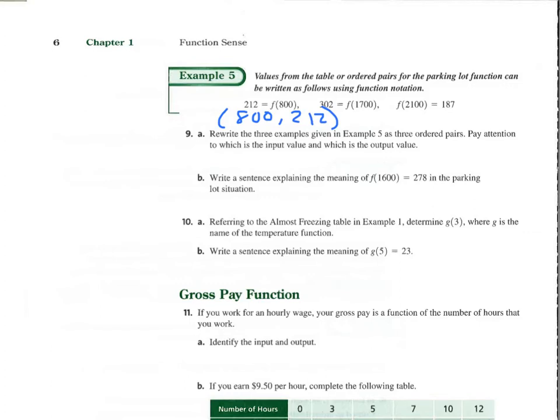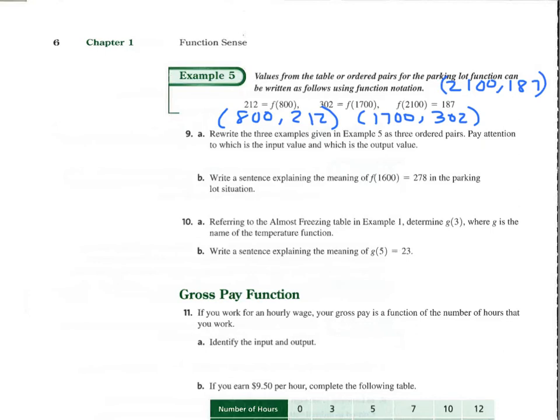This next one is saying if 302 equals F of 1700, that's saying if I have an input of 1700, so at 5 o'clock, there were 302 cars. Okay, vice versa, this last one over there, they switched the way they're writing it, but the 2100 is still the input. And that 187 is my output. So they're just other ways of writing ordered pairs.